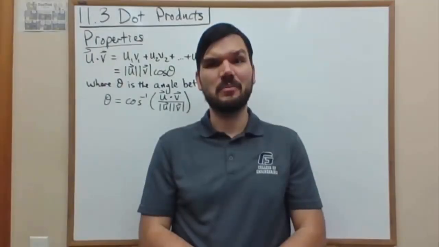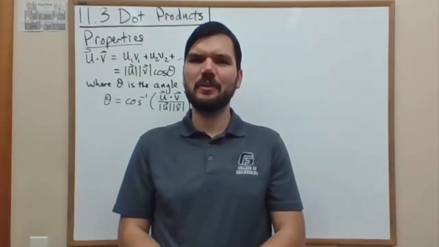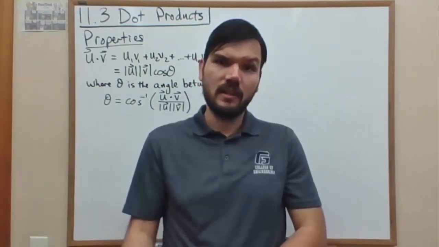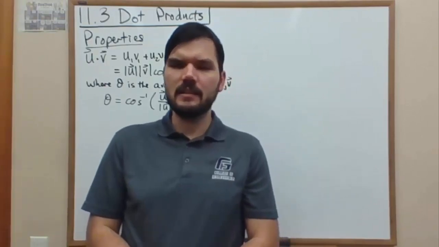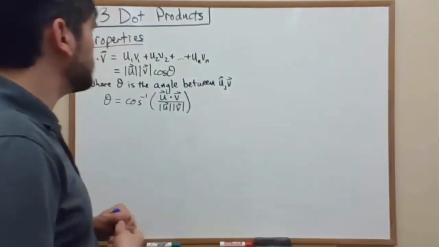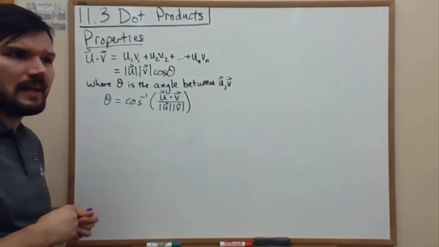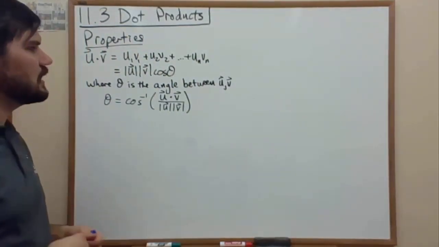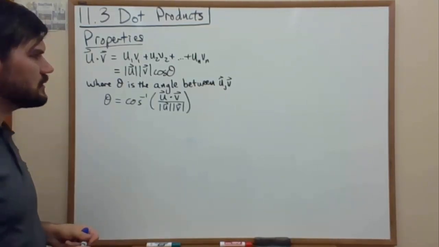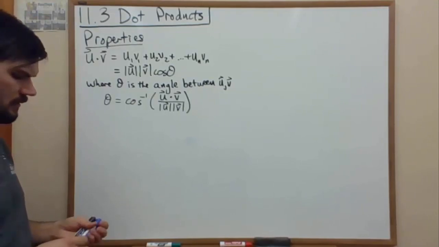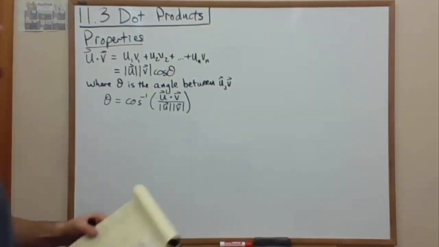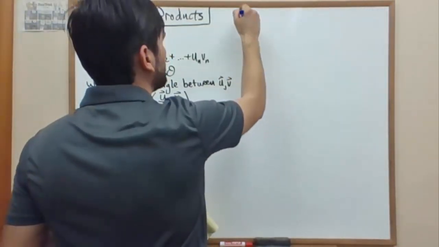Let's now look at some of the properties of the dot product. As we go through the properties, I want to demonstrate, or if possible prove, these properties so that we know we can trust what we're working with. The first property is what we just talked about: there are two ways to compute the dot product, and that allows us to compute the angle between the two vectors u and v. So let's look at the law of cosines.